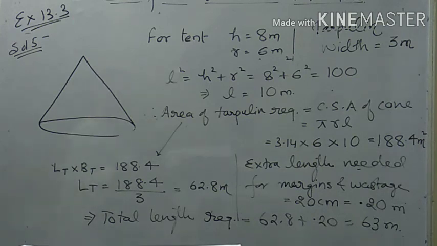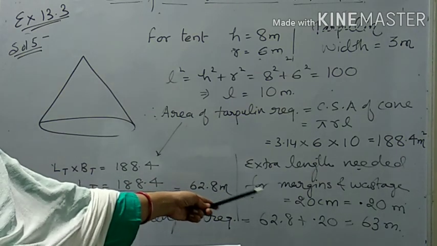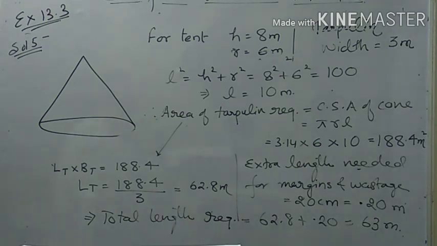Now we know that whenever we use the cloth, some portion is needed for the margin, and some is wasted. So the extra length needed for margin and wastage is equal to 20 centimeter. Now everything is in meter, so we will convert this in meter, which is equal to 0.20 meter. Thus, the total length of the tarpaulin required will be 62.8 plus 0.20, which is equal to 63 meters. So, in every problem, we have to take care of the units and also what is given to us.